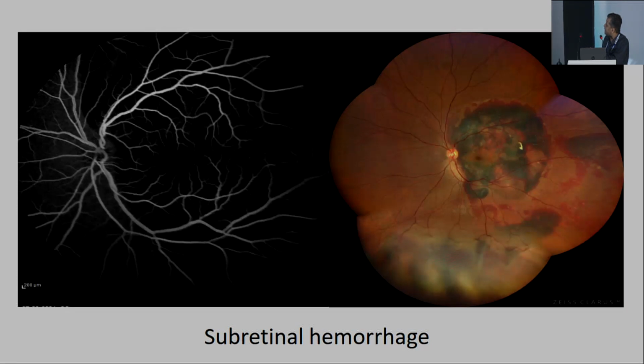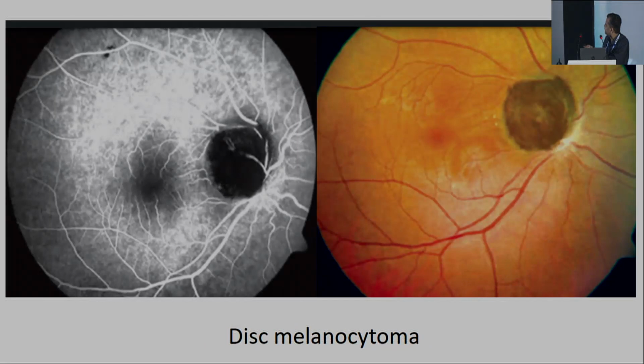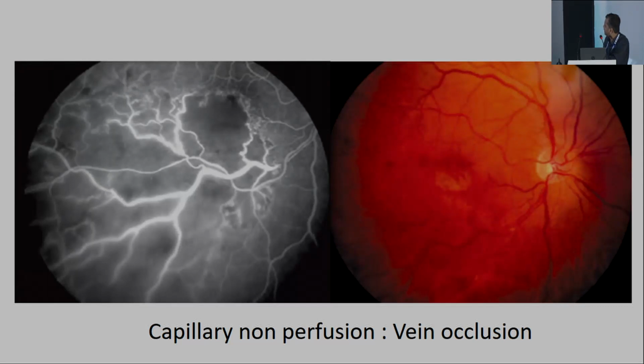And here you see an entire area of blocked choroidal fluorescence. This is a melanocytoma of the disc which is causing a blocked fluorescence. And finally, you are able to see no structural obstruction here, but all these areas are obstructed. So here you have something known as a capillary non-perfusion due to vein occlusion. So this is a filling defect.